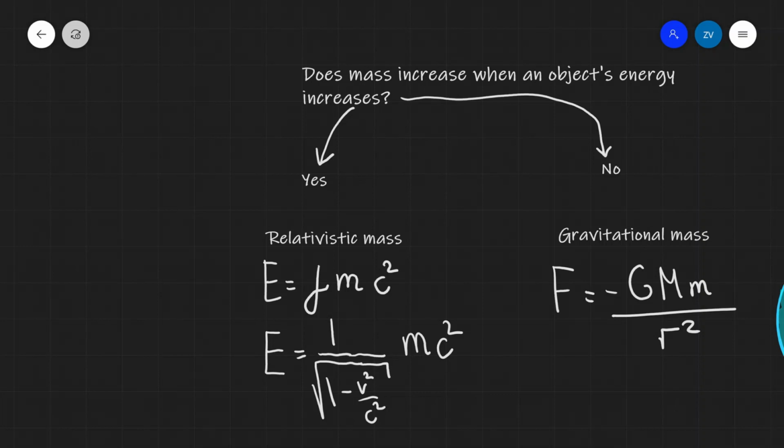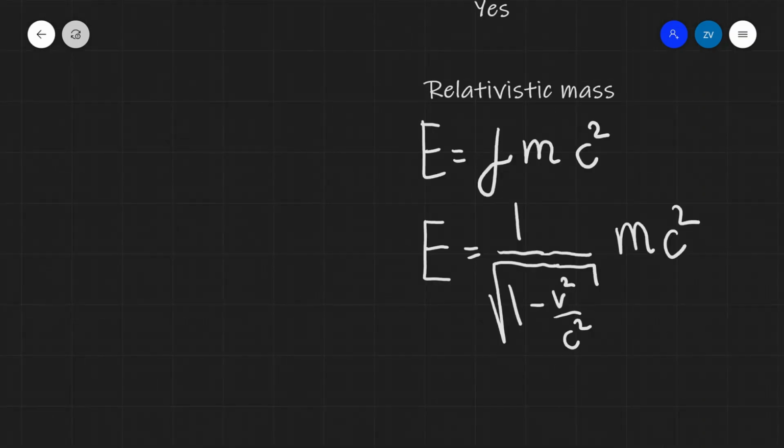Let's have a look at the concept of relativistic mass. The equation that we know, E is equal to mc squared, is actually just a special case of the relativistic equation, that E is equal to gamma mc squared, where gamma is the gamma factor equal to 1 over the square root of 1 minus v squared over c squared. So the mass in this case, in E is equal to mc squared, is just a special case for when this quantity gamma is equal to 1.